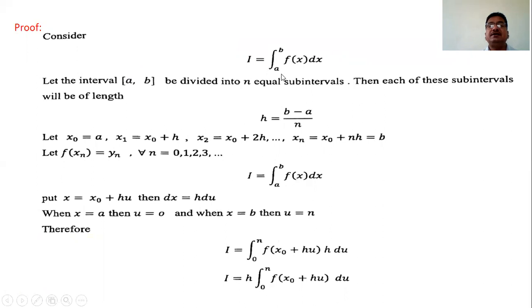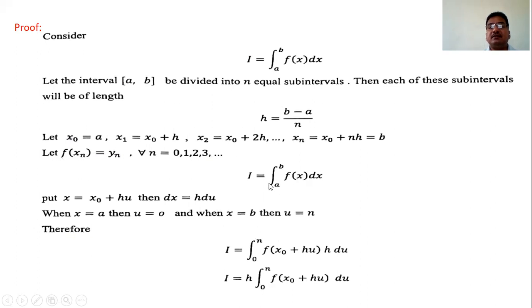Consider the integration from a to b of f(x) dx, and divide this interval [a, b] into n sub-intervals, each of length h equal to (b minus a) divided by n, the length of each sub-interval. Then take x0 as a, x1 as x0 plus h, that is a plus h, then x2 as x0 plus 2h. In this way xn is x0 plus nh, and f of xn is yn. That means f of x0 is y0, f of x1 is y1, f of x2 is y2. In this way f of xn is yn, for n running from 0, 1, 2, 3.